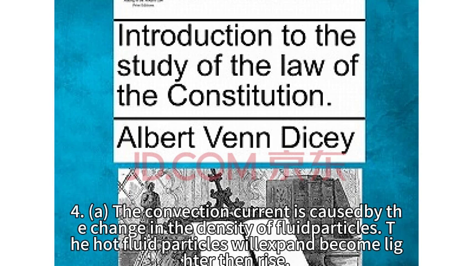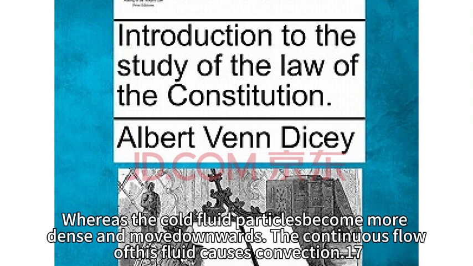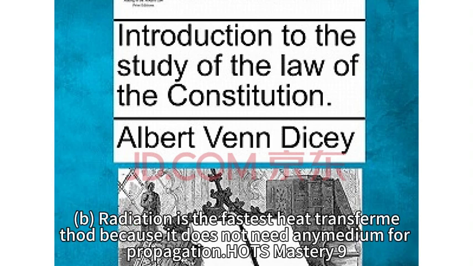4. A. The convection current is caused by the change in the density of fluid particles. The hot fluid particles will expand, become lighter, then rise. Whereas, the cold fluid particles become more dense and move downwards. The continuous flow of this fluid causes convection. B. Radiation is the fastest heat transfer method because it does not need any medium for propagation.